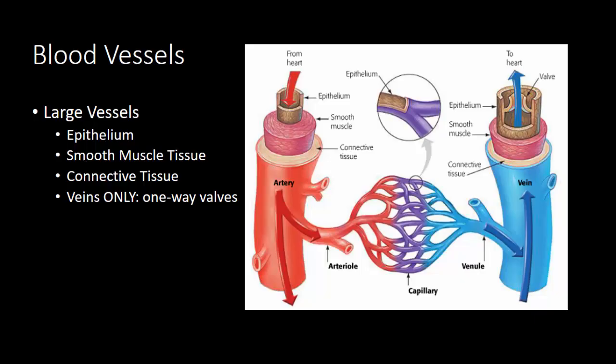Let's now take a moment and look at blood vessels. Large vessels, arteries, and veins are lined on the inside by an epithelium. Smooth muscle tissue then surrounds the epithelium and regulates blood flow by constricting or relaxing. Connective tissue then lines the outside, allowing vessels to stretch and recoil.